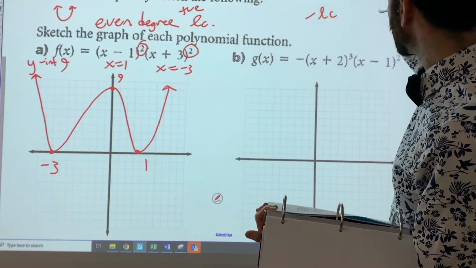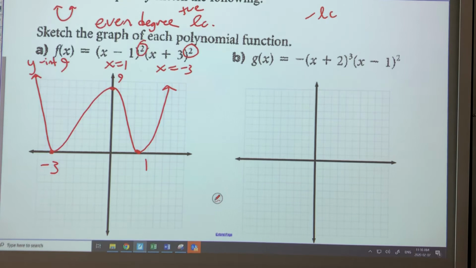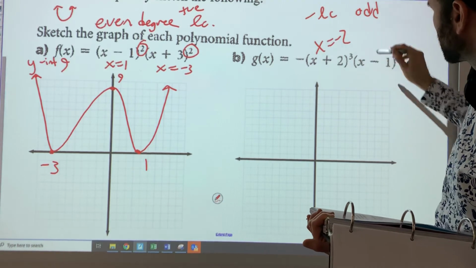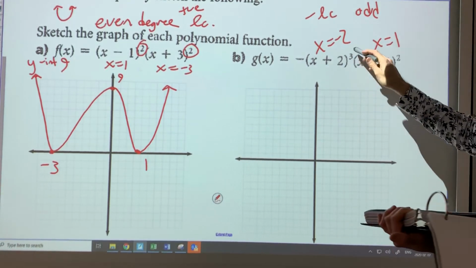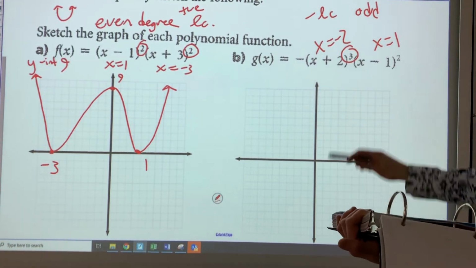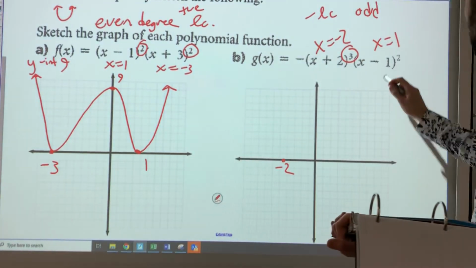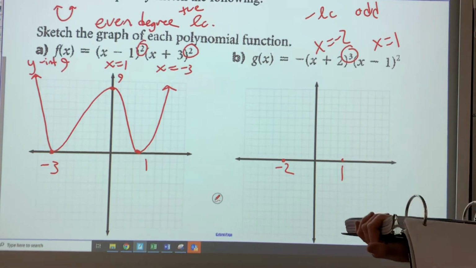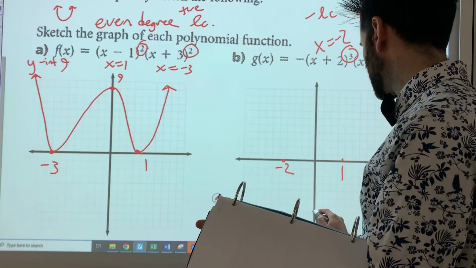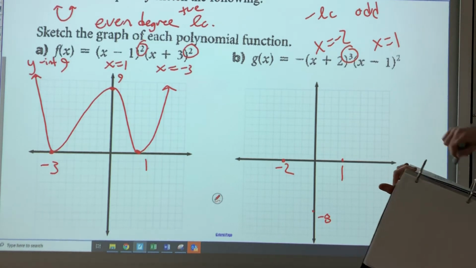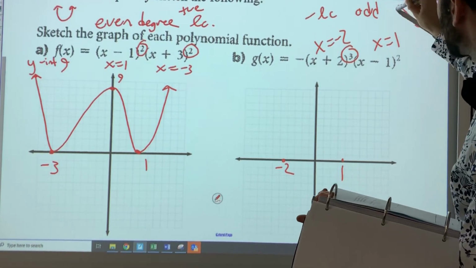Negative leading coefficient. Is the degree odd or even if you add up the exponents? Odd. X-intercept at -2 and 1. This one has an odd multiplicity, so we expect it to flatten out. So we'll label -2 and we'll label +1. The y-intercept's -8, so this one's going to have an end behavior like a negatively sloped line, so like this.